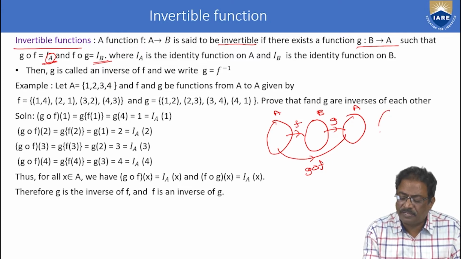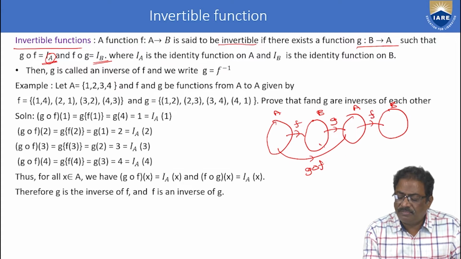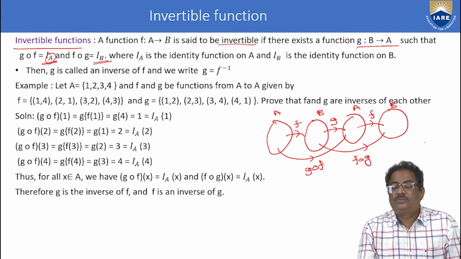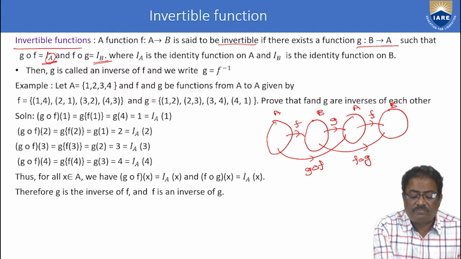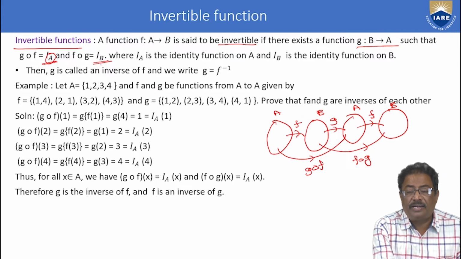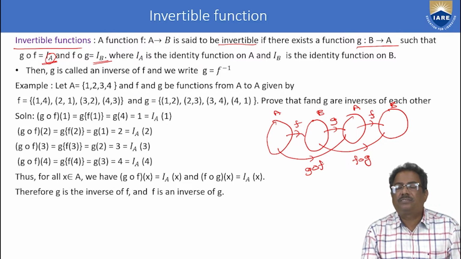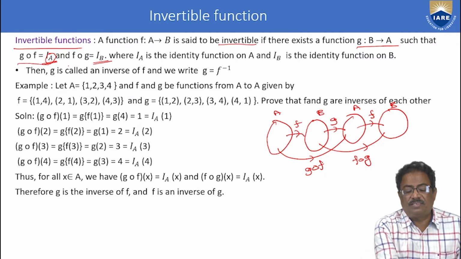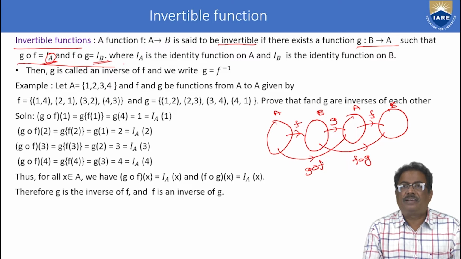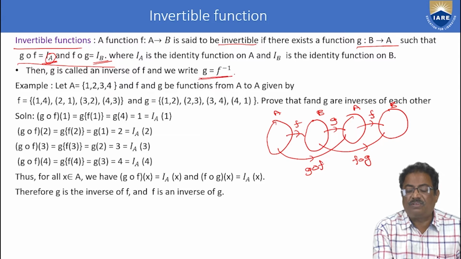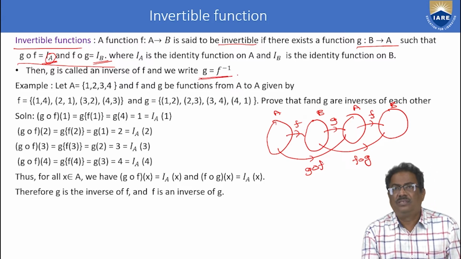Suppose f of g, if I am considering, now f is from A to B, then f of g is defined from B to B. So here I am taking f of g as I_B, that means the identity function defined on the set B. And this is the identity function defined on the set A. So if it is possible to construct another function which satisfies these two conditions, then we can say that g is the inverse of f, and we can write g is equal to f inverse.